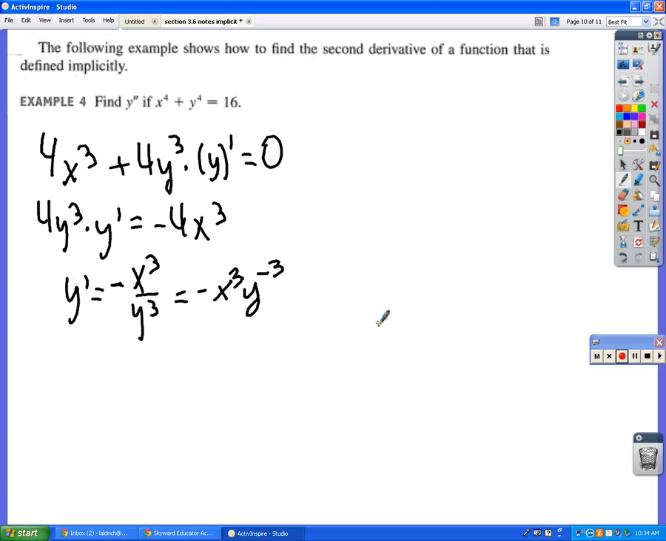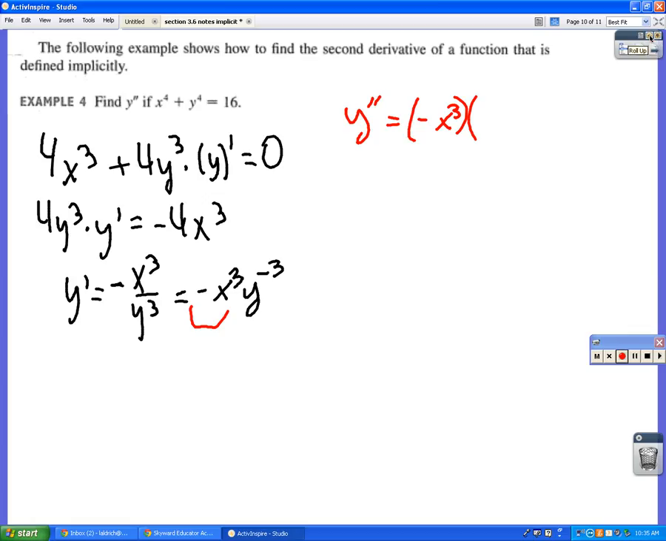Okay, now we are going to use the product rule to take the second derivative. So the second derivative is the first function times the derivative of the second function. What's the derivative of the second one? Negative 3y to the negative 4 times y prime. Awesome. So that is the first function times the derivative of the second.